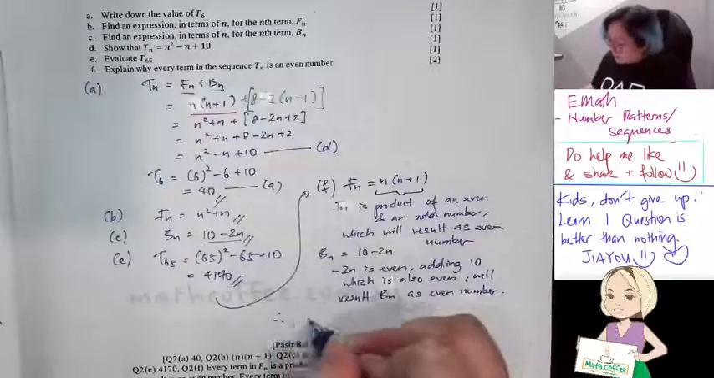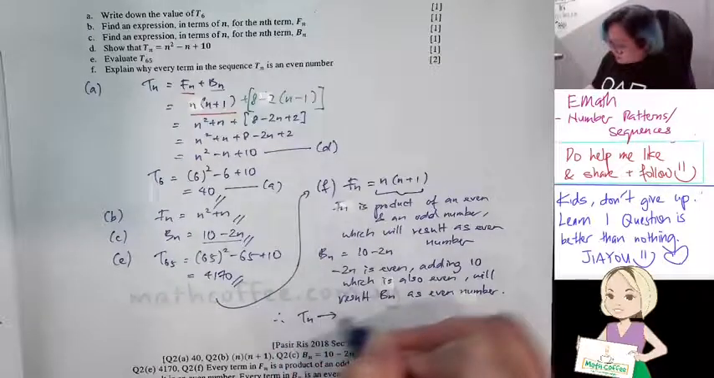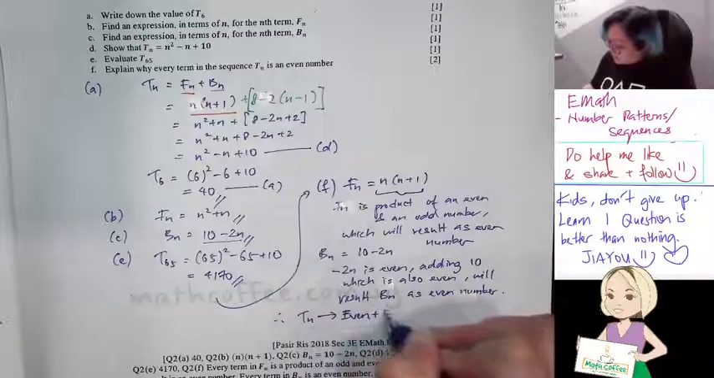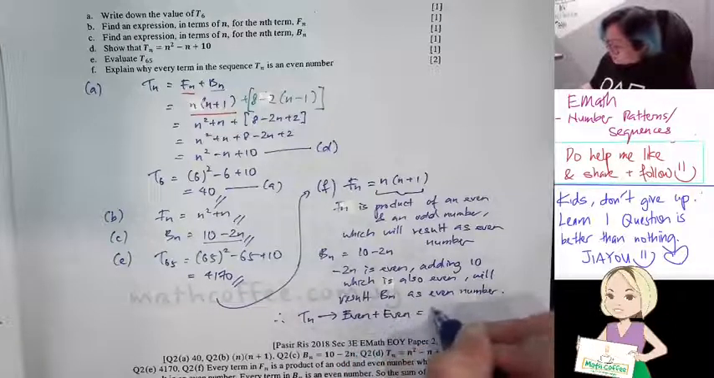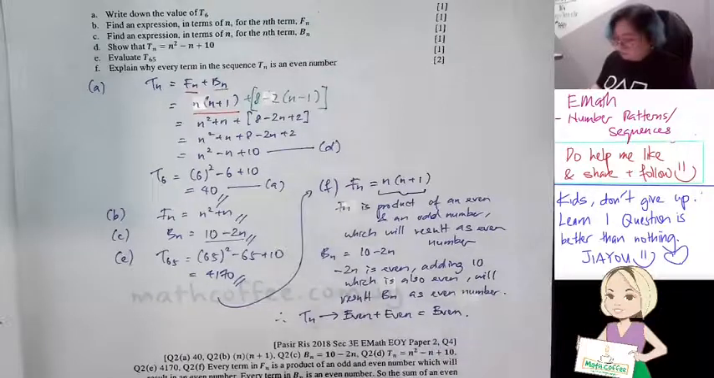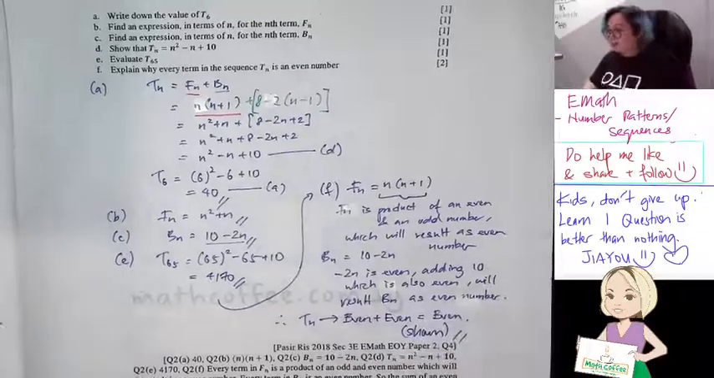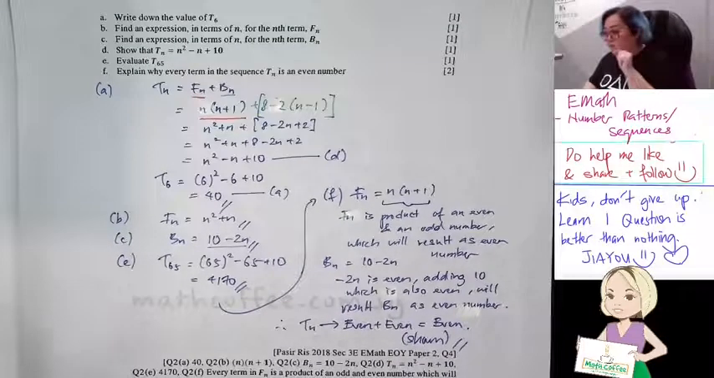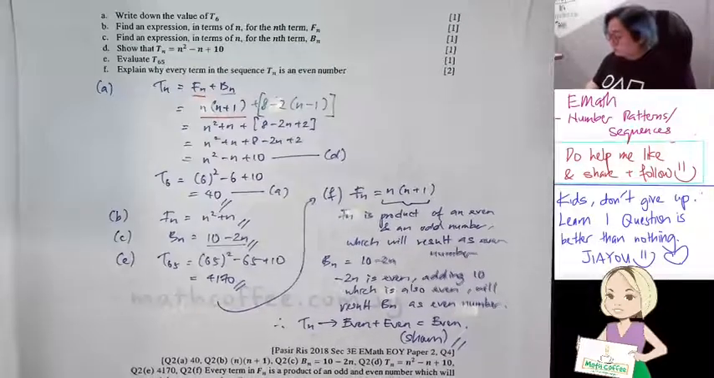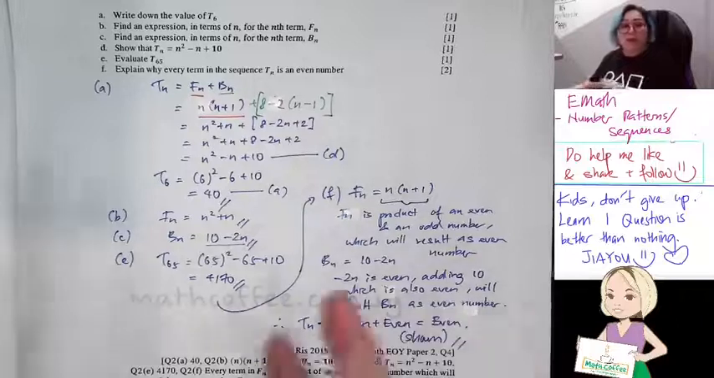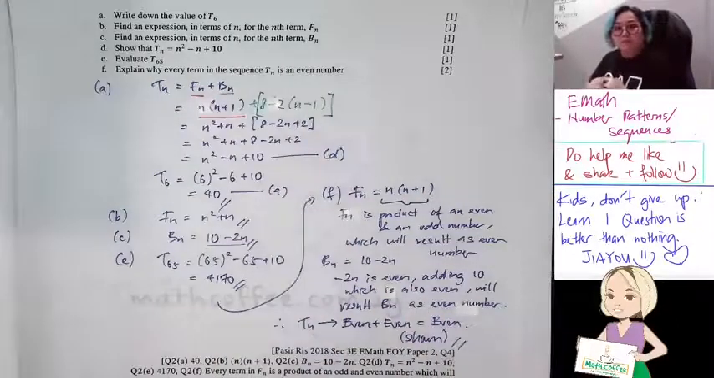So therefore my Tn, even number plus even number, will definitely give you an even number. Shown. Okay, so this is how you explain why my Tn is always an even number. So I break them up and analyze them step by step. All good?